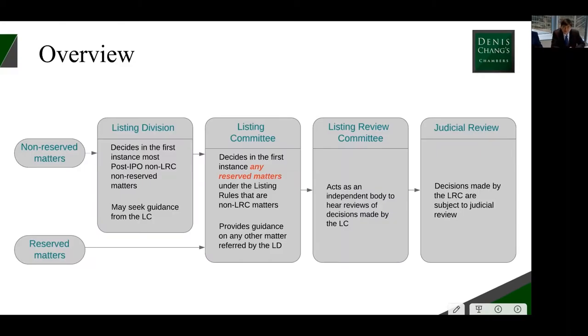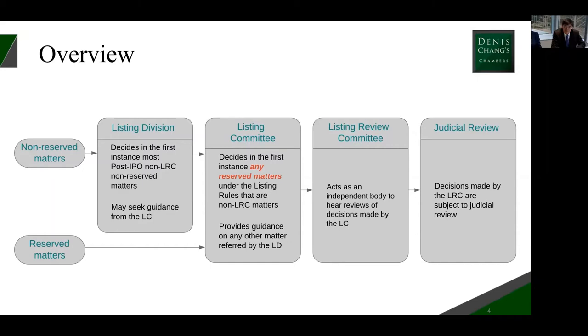By way of overview, we will cover the sequence of a delisting decision arising from the Hong Kong Stock Exchange. The process generally begins with the listing committee ruling on a decision to cancel listing status. I will first introduce the listing committee, its setup, its reserved matters, and we will also cover the framework of said committee.